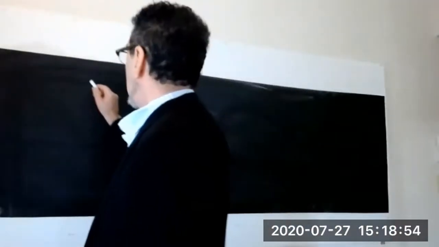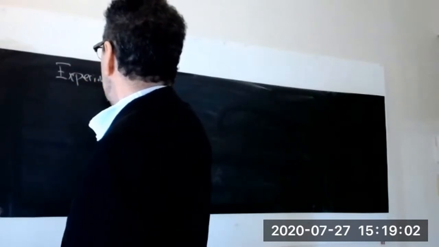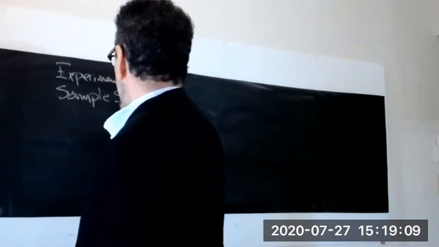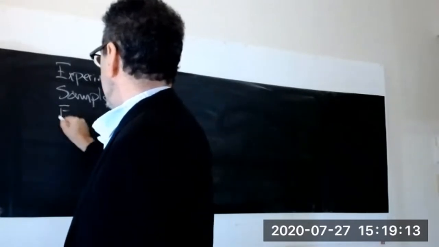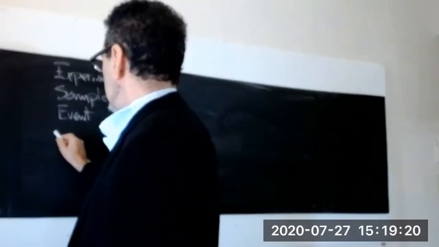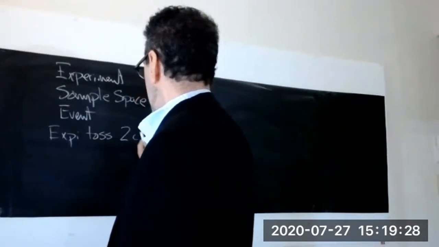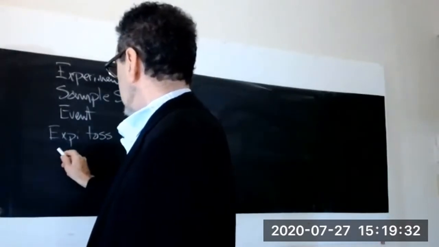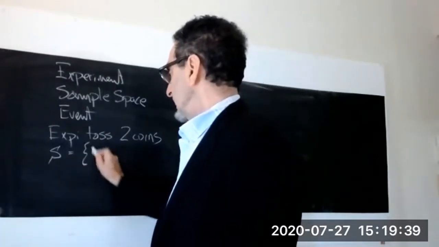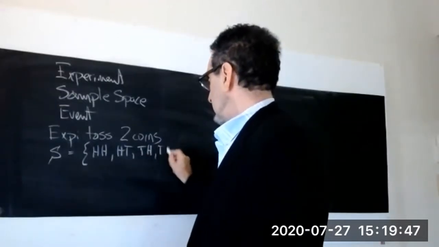Okay, so we just finished talking about these words, the experiment, the sample space, and we also used the word event, but we haven't really clearly defined that yet. So let's define that in terms of these others. Let's take the experiment: toss two coins. The sample space, I'll call it capital S, the standard way, we said was HH, HT, TH, and TT.